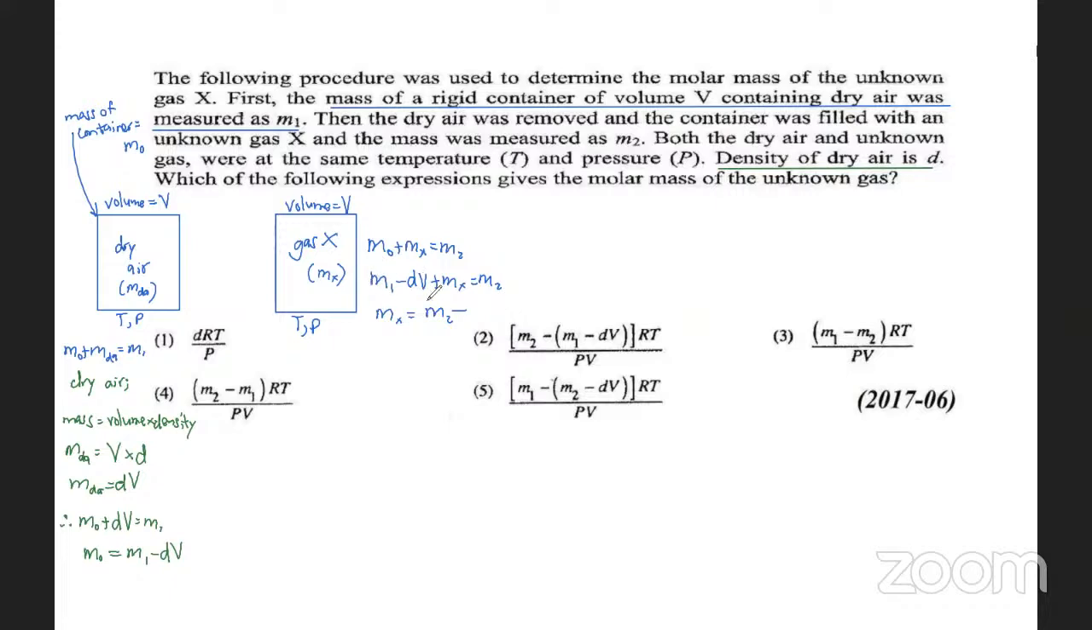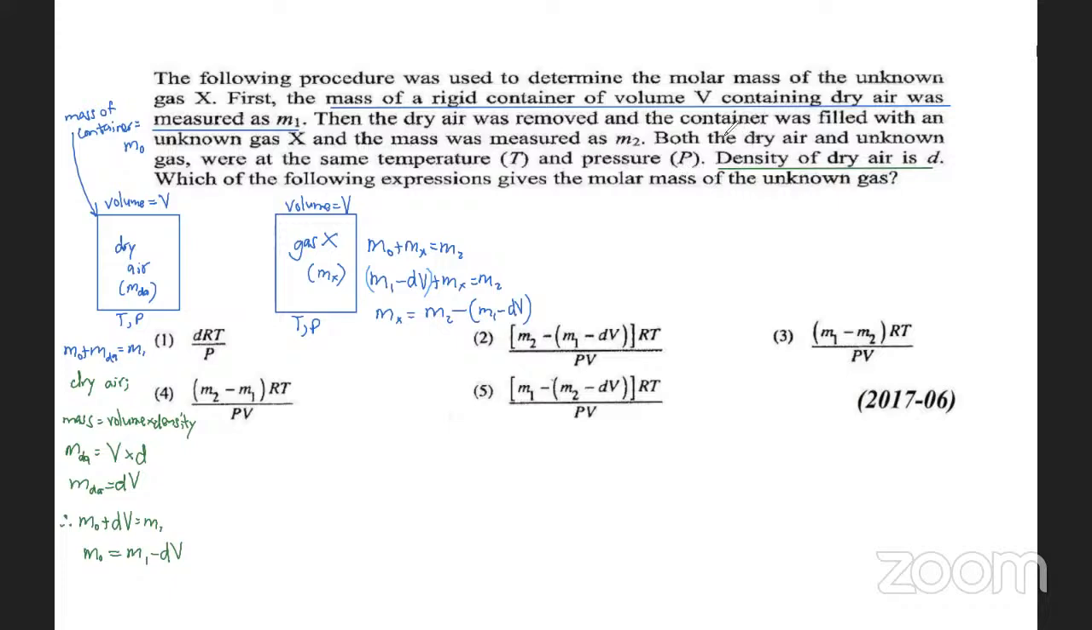If you take this whole thing as one quantity, then I can take it to the other side. Therefore you will get M2 minus that whole thing, M1 minus dV. You can write it that way also. If you consider this as Z, then Z plus Mx is equal to M2, so Mx is equal to M2 minus Z. That is Mx, the mass of gas X.